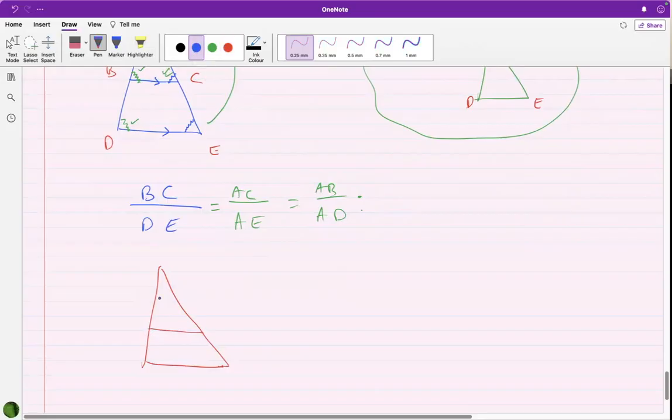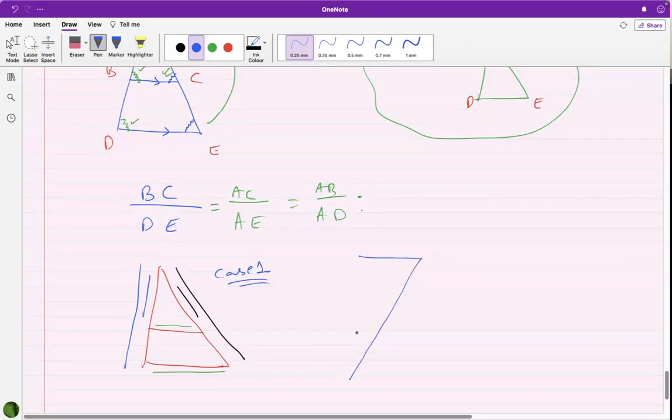Now see, this over this. Second, this over this. Third, this over this. Always the same. We just did it with angles. Second case. This was case one. And the second case is the butterfly triangles.